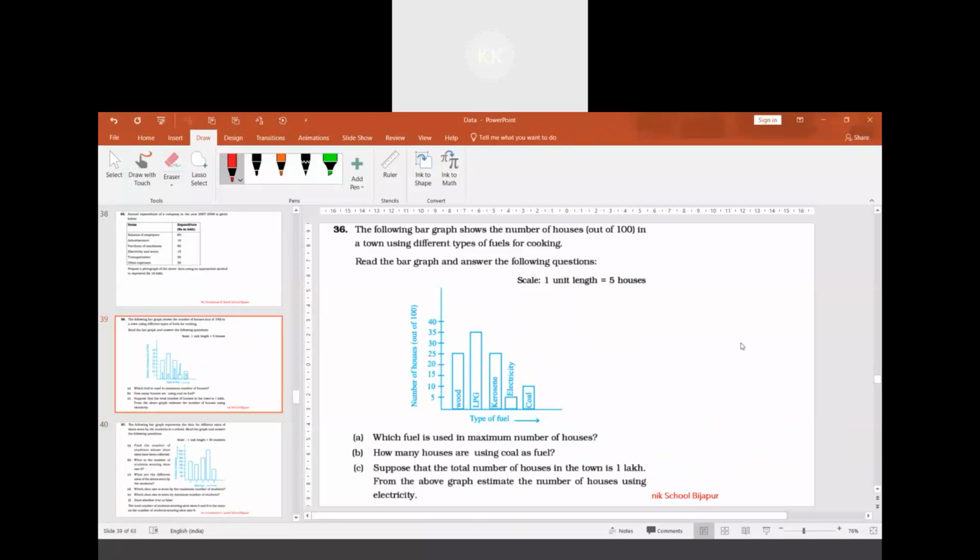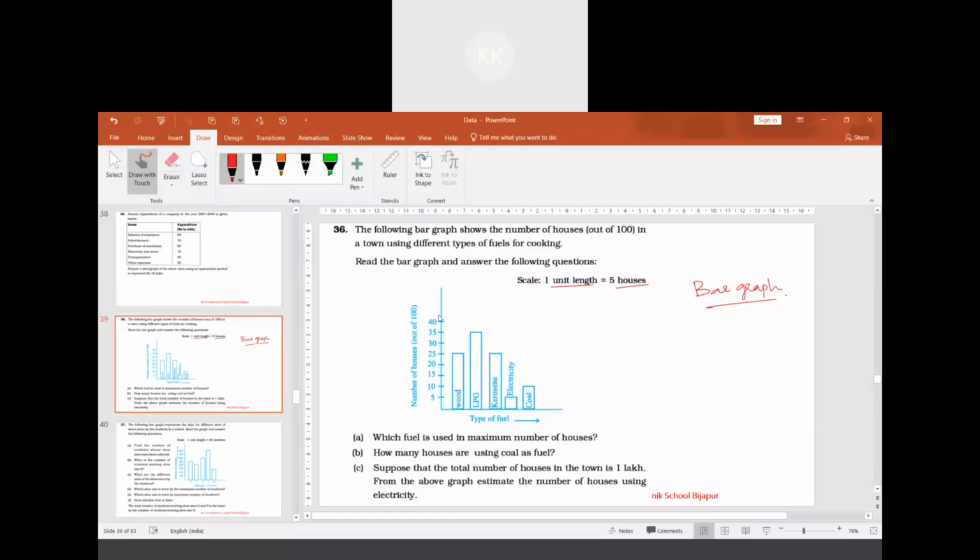Observe this. Is it a pie chart or is it a pictograph? It is a bar graph. They have given us a bar graph. You have to observe this bar graph. They have given the scale here: 1 unit length is equal to 5 houses. Different types of fuel are mentioned on one axis. On the other axis, they have mentioned the number of houses out of 100.